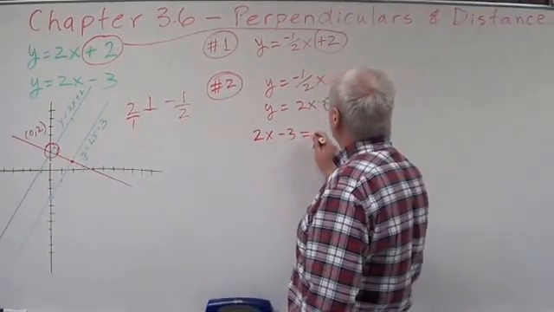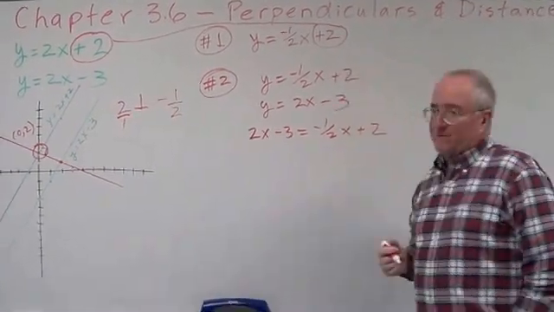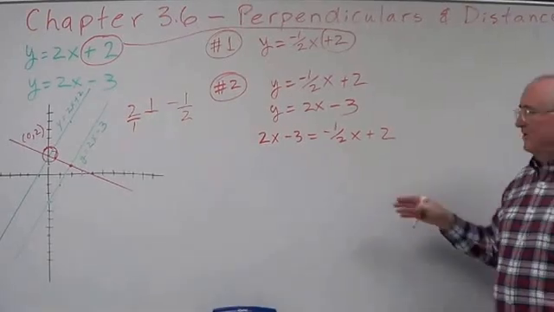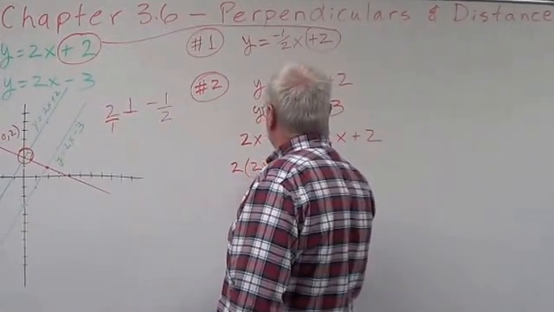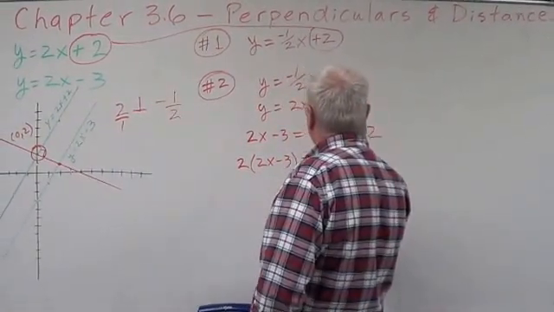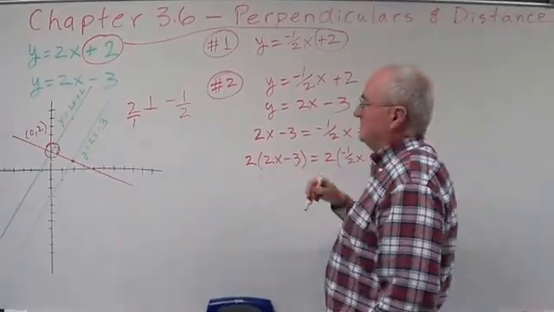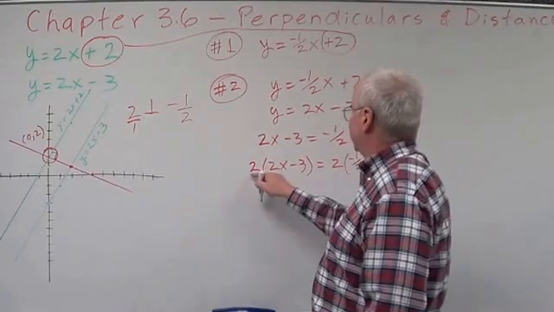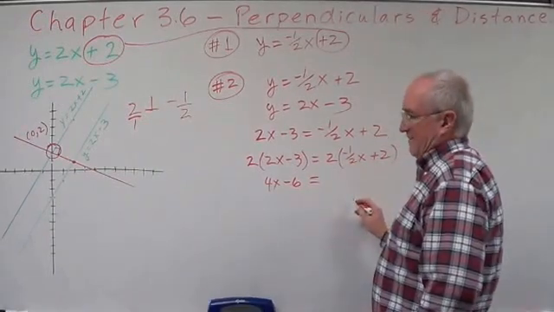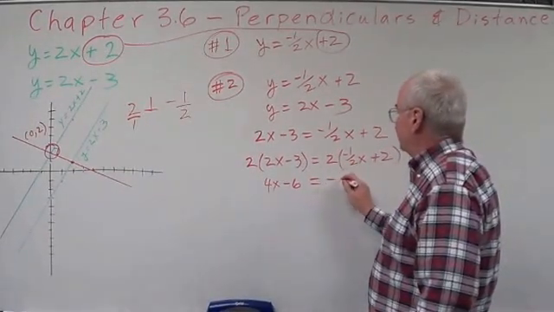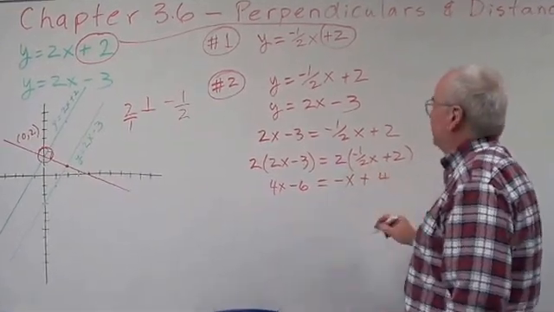2x minus 3 equals negative 1/2 x plus 2. I don't like working with fractions, so I'm going to multiply everything by 2 to get rid of this fraction here, okay? So 2 times 2x minus 3 equals 2 times negative 1/2 x plus 2. 2 times 2x is 4x. 2 times negative 3 is negative 6. Negative 6 equals 2 times the negative 1/2. 2 times negative 1/2 is going to be negative 1x. Plus 2 times 2 is 4.